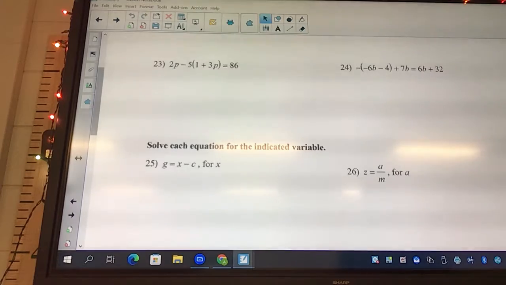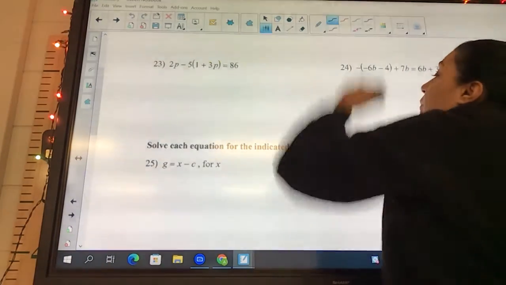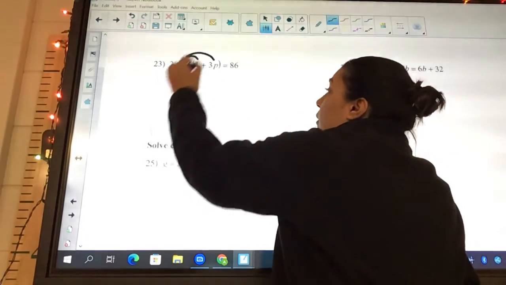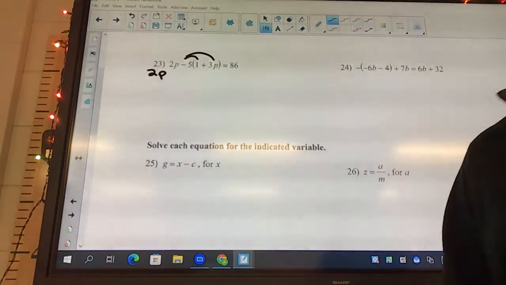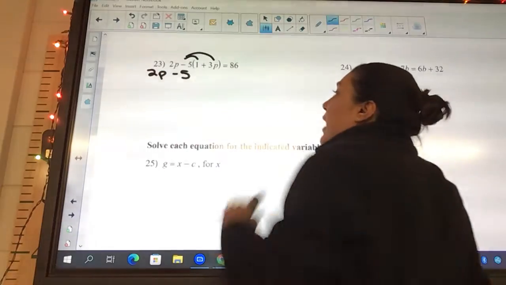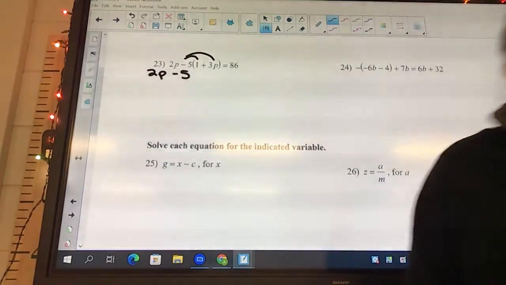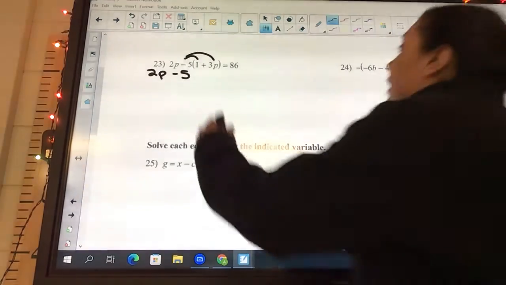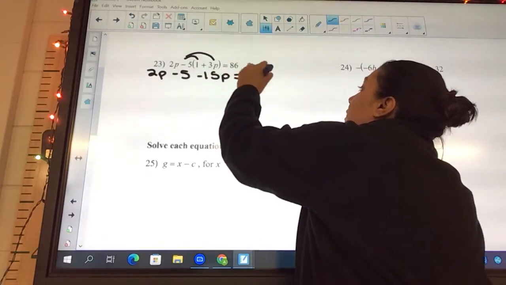What do we do first? Okay, we got to get rid of those parentheses first. So your first step is going to be to distribute. Okay, so I got 2p. We don't do anything with that yet. Negative 5 times 1 is negative 5. Negative 5 times 3p, we're going to get negative 5 times 3, negative 15p equals 86.